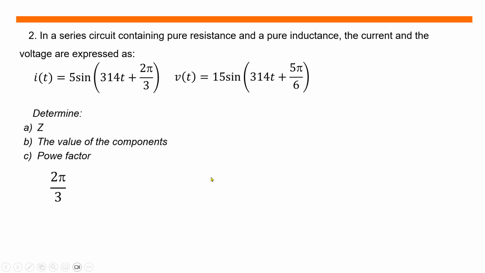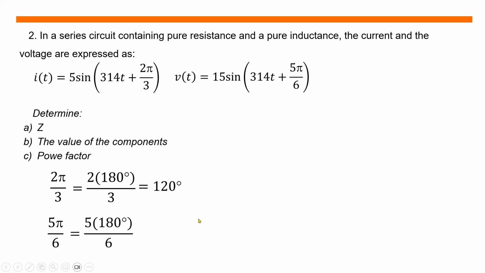So let us first convert the angles in radians into degrees. So 2 pi over 3, that will be 2 multiplied by 180 degrees divided by 3, so that is equal to 120 degrees. And for 5 pi over 6, that will be 5 multiplied by 180 degrees divided by 6. So that will give us 150 degrees.